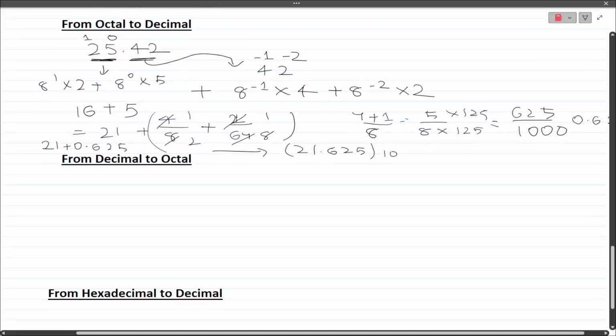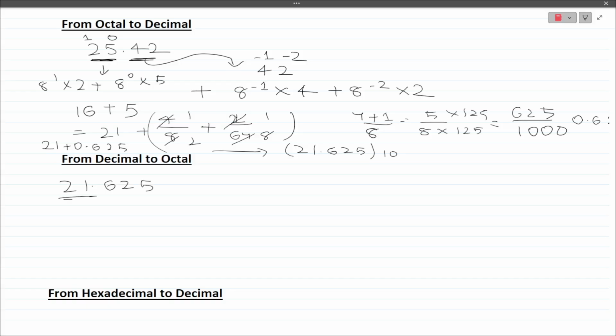Now let us think about the reverse. Suppose somebody has given me this and I need to convert it into octal. How were we converting this 21? Just think how our decimal was converted to octal. The non-decimal part, we need to divide it by 8.